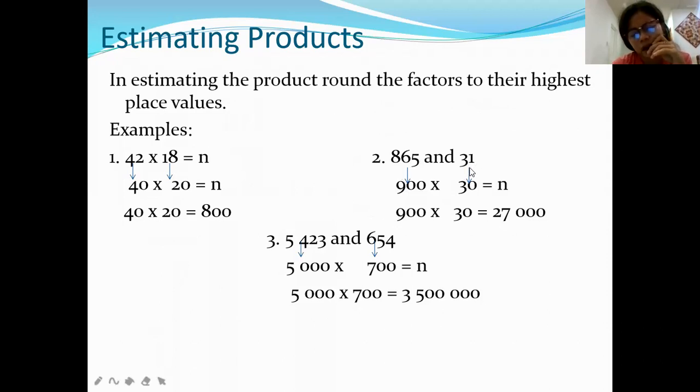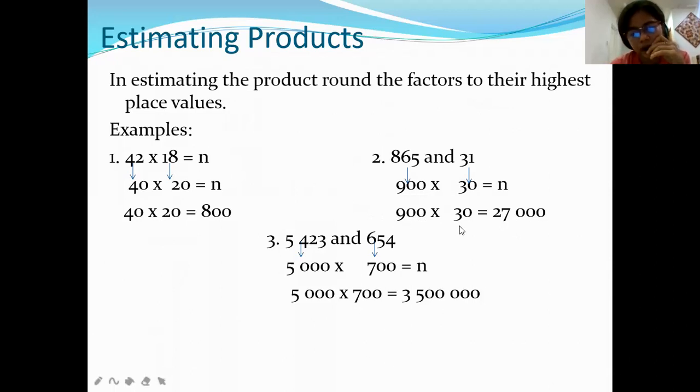So what is the number beside 3? Diba it's 1, then 1 is less than 4, diba? So we are just going to retain the number 3 and make the 1 to 0 equals n. Then let's multiply. 900 times 30 equals 27,000.